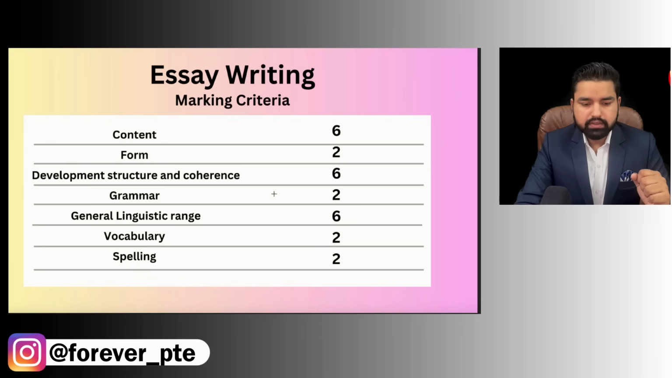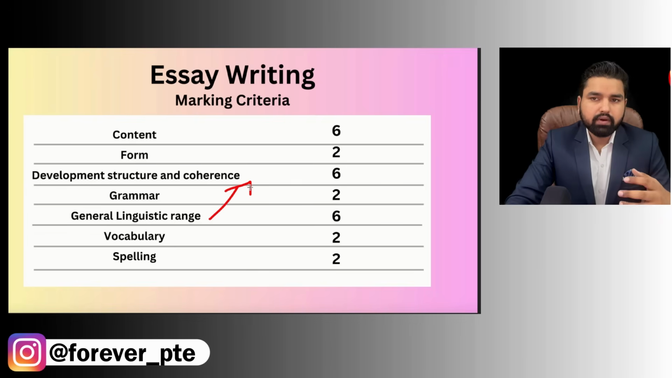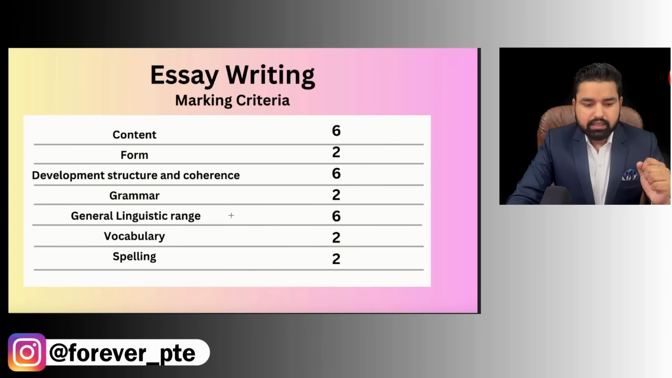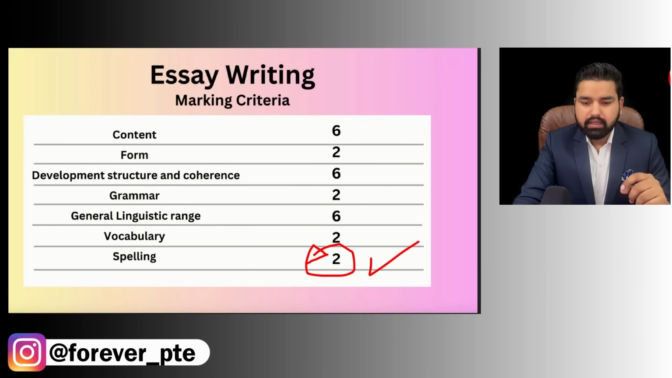Then in general linguistic range, they want you to write a wide variety of structures like active voice, sentences based on passive voice, compound sentences, complex sentences. All these things come in general linguistic range. Then next is vocabulary. Vocabulary basically means topic related content plus collocations. The last trait is spelling. Spelling is marked out of 2. So make sure you don't do any spelling errors, otherwise you will lose points here.